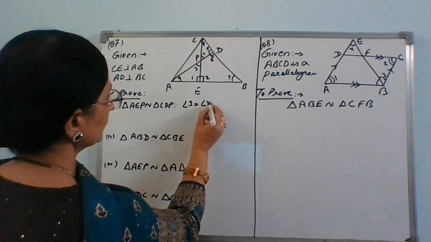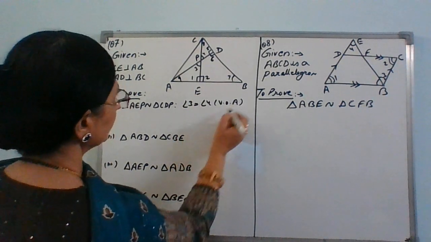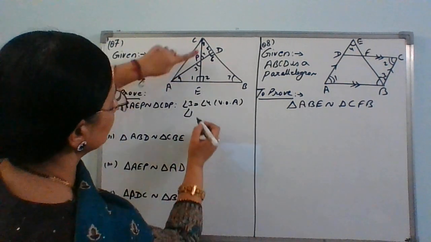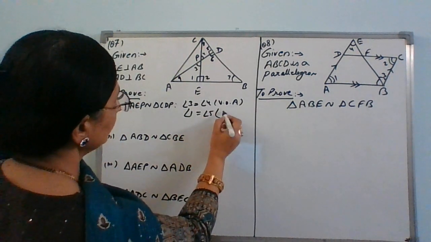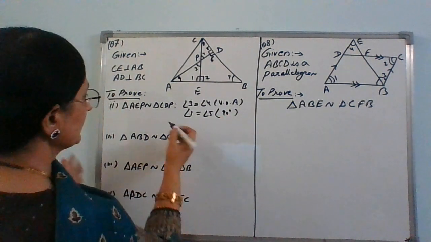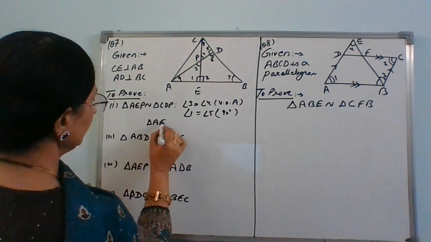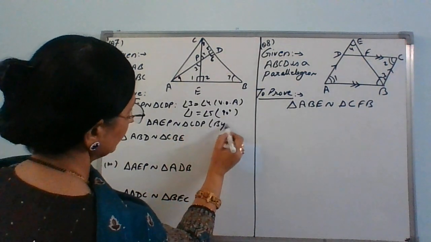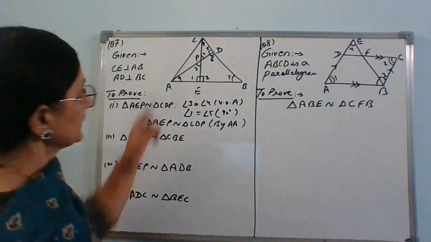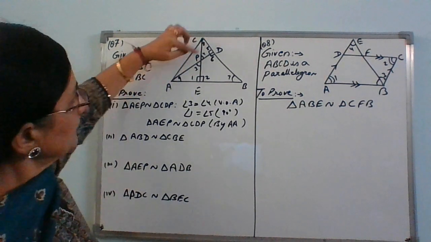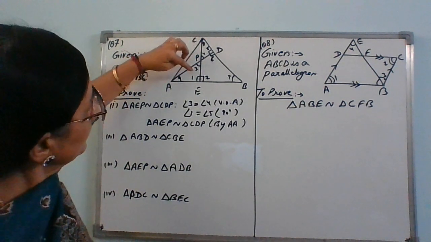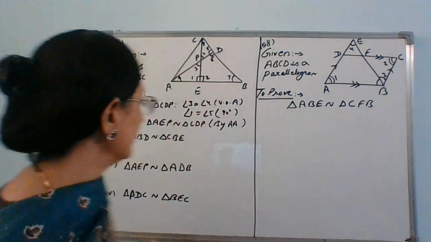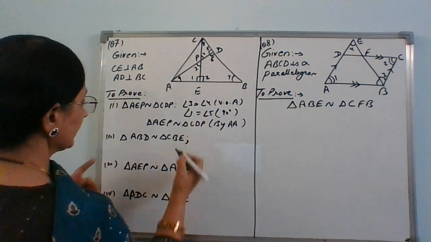3 is equal to 4, vertically opposite angles, right? Here and here. 1 is 90, 5 is 90, each 90, right? So triangle AEP is similar to triangle CDP by AA criteria. In this triangle and this triangle, 3 equals 4, vertically opposite, 1 is 90, 5 is also 90, so two angles are sufficient to prove similarity, right?